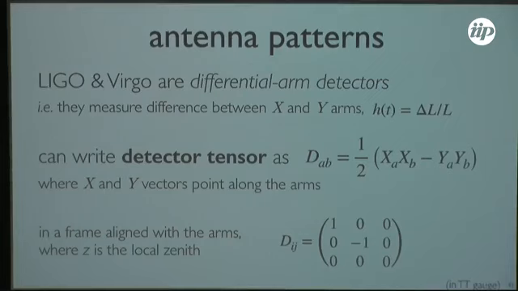And for LIGO and Virgo, which are differential arm detectors, so they measure the difference in arms, you can show that you can write this detector tensor as really just the difference in the magnitude of the x arm and the difference in the magnitude of the y arm, where x^a and y^a are vectors lying along the direction of the two arms. So this is just encoding the fact that the instruments are measuring the difference in the two arm lengths, if that makes sense. And if you pick the right coordinates in the frame of the interferometer, then that detector will just look like this. It's just you're taking the difference between the two.